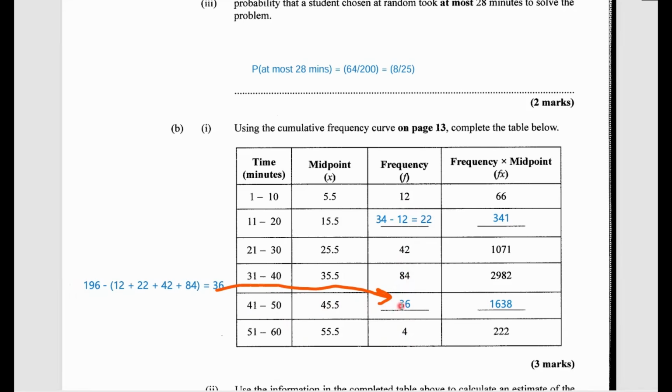Multiply 45.5 by 36, it should get 1638. And let me just confirm that quickly before I move on. Yep, correct. 1638.